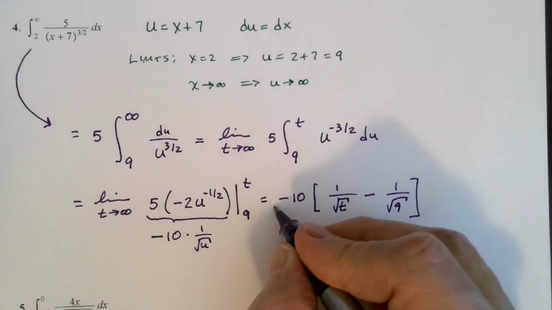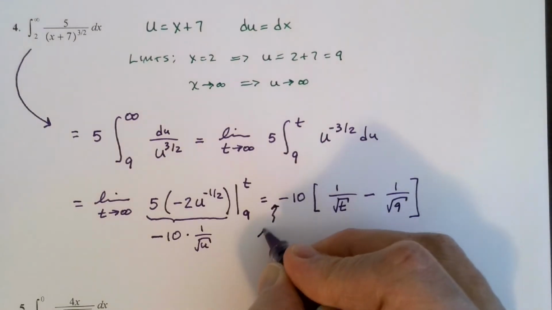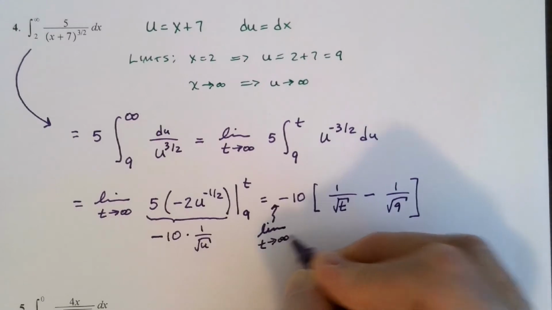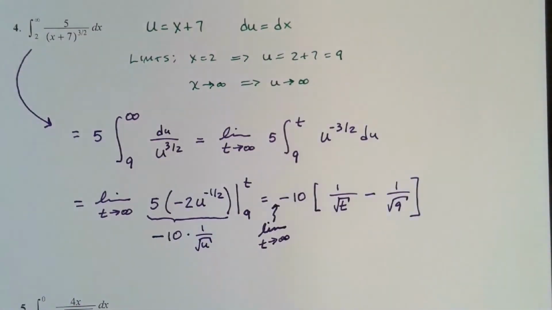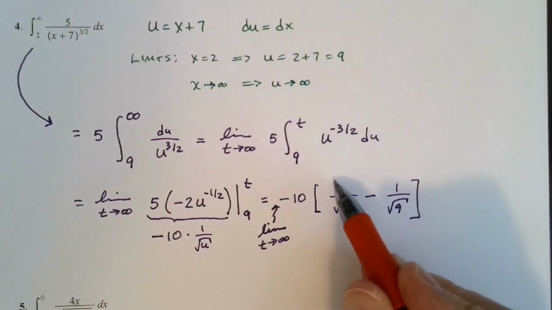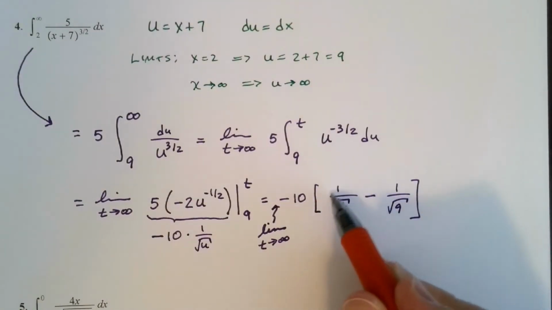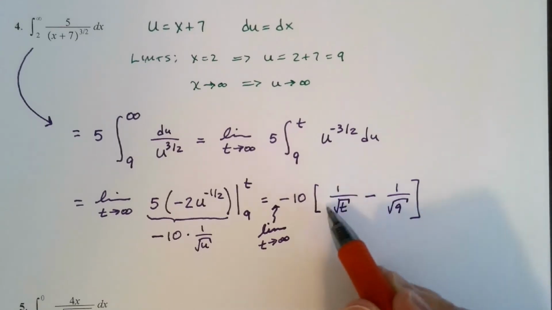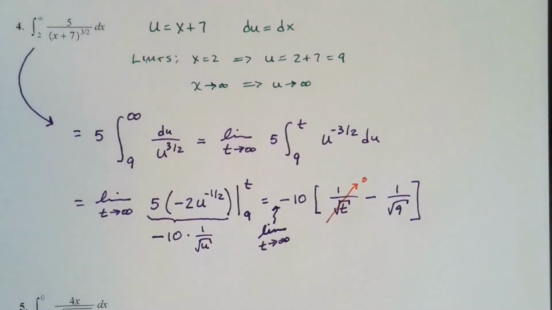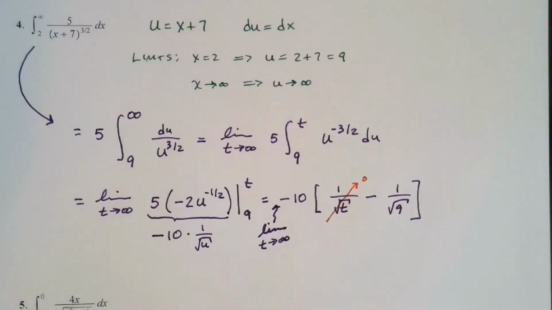I did forget something. I apologize. I would get on to you guys for this. So let me plug in my limit as t goes to infinity, because I haven't taken my limit yet. Okay, but I'm about to, because what happens as t goes to infinity? Well, this doesn't change, this doesn't change, but what about this? As t goes to infinity, what happens to this? This is clearly going to go to 0, right? Square root of t is going to infinity, so 1 over square root of t is going to 0.